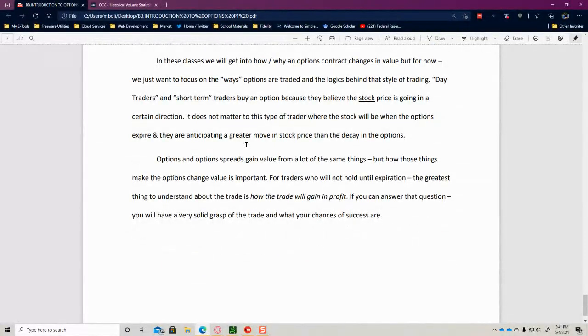Day traders and short-term traders, they just buy options because they believe that the move in the stock price is going to cover the loss from the Greeks, and that option that they bought is going to make them money. It's pure binary, right? The only choice here is win or lose, and by how much. And that's the only thing you got. But it doesn't have to be that way.